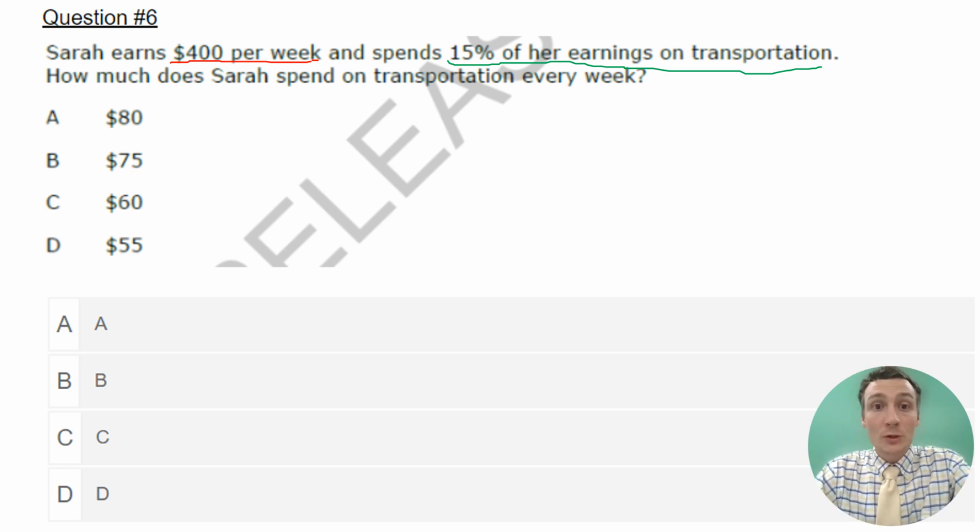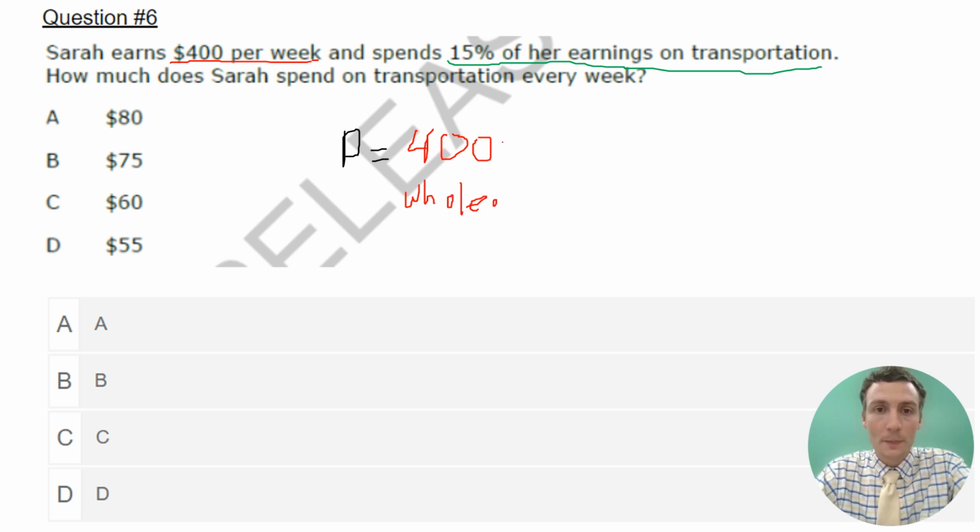We know that that is what she's looking for, is this part. So we're given our whole. That actually makes our equation a lot easier because we know that our part, which we're going to say is P, our part equals our $400, our whole, right? And this is our whole, times our percent.